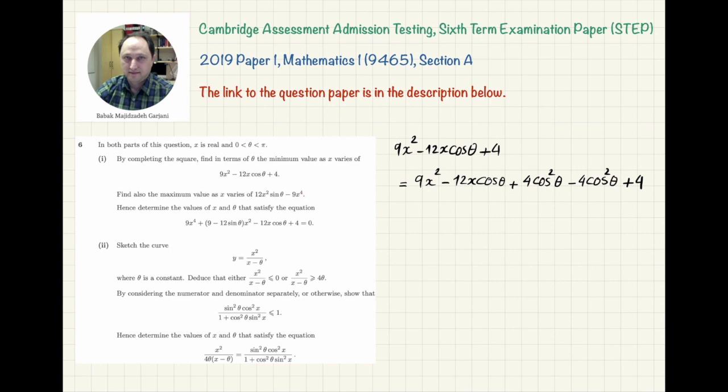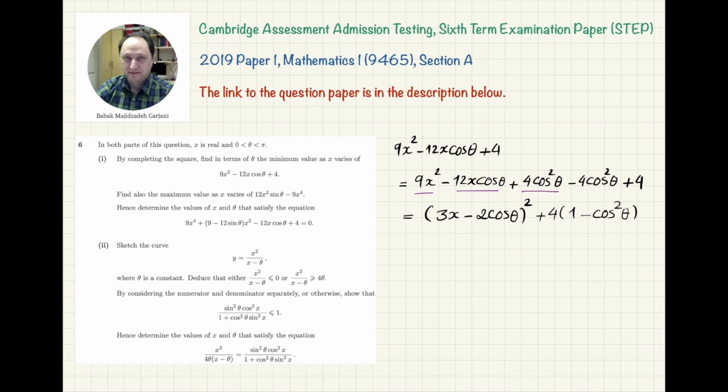But what is the good point here? The good point here is that this one and this one and this one will form a complete square for me. Yes, so I can write it as 3x minus 2 cosine theta to the power of 2. Yes, and between these two terms, to simplify it, I can factor a 4 out, so then it becomes 1 minus cosine squared theta.